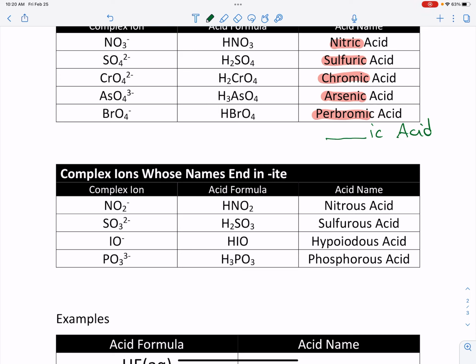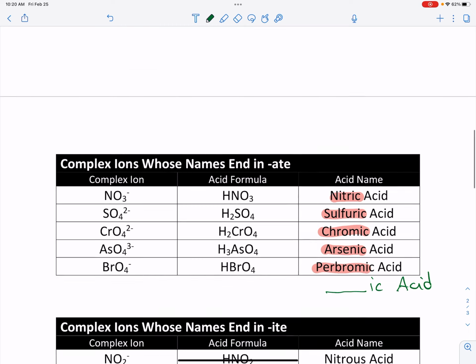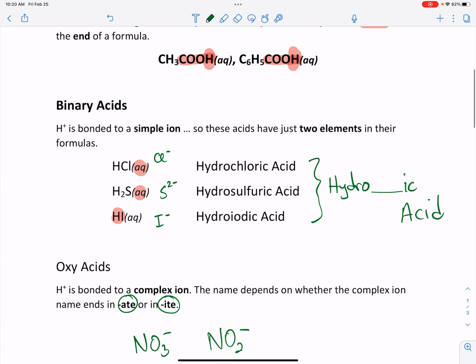NO2 minus is nitrite. SO3 minus, sulfite. IO minus is the hypoiodite. And PO3 minus is phosphite. So now the acid formulas: if the charge is 1 minus, you put 1 hydrogen with it. If the charge is 2 minus, you put 2 hydrogens with it. If the charge was 3 minus, you put 3 hydrogens with it. And look at the names.